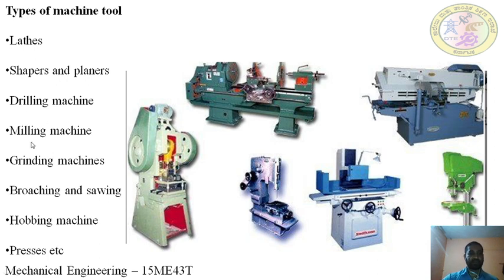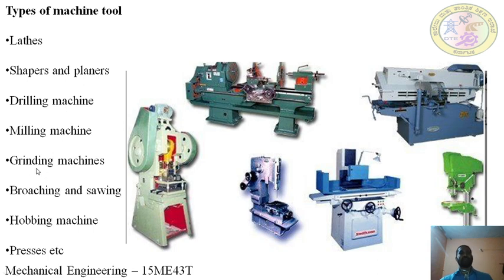Next is the milling machine. The milling machine, as usual, is used to produce flat surfaces, that may be horizontal, vertical, angular, and it can also be used for gear cutting, etc., with extra attachments. This milling machine has multi-point cutting tools, whereas the lathe has single point cutting tools. Lathe, shaper and planer have single point cutting tools, whereas the milling machine has multi-point cutting tools.